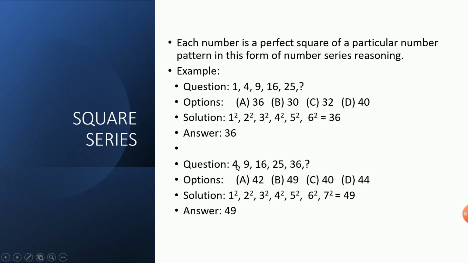Similarly here, please note that it is 2 square, 3 square, so it is going on. So the next option would be 49. Sorry, I have added 1 square here. So the starting number would be 2 square and 3 square, so 4 square, and then 5 square, 6 square. Next one would be 7 square.